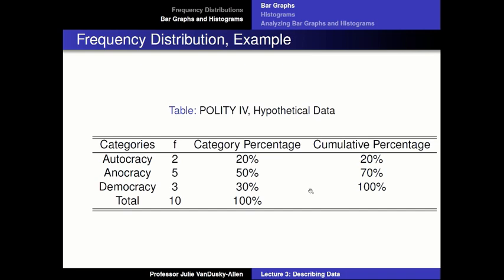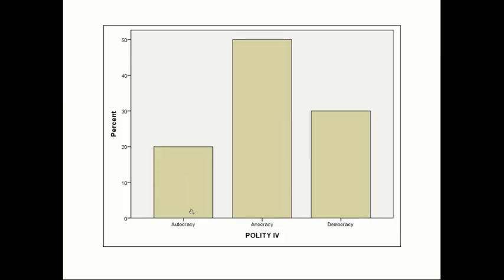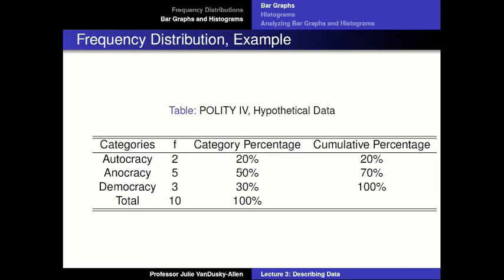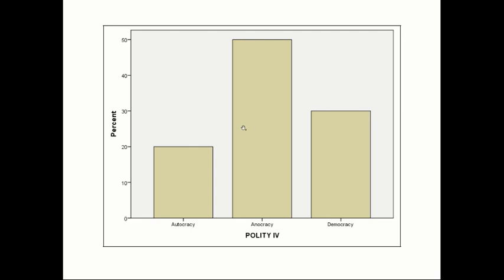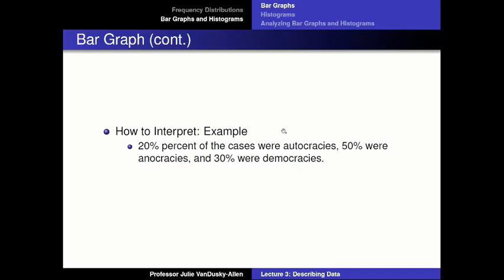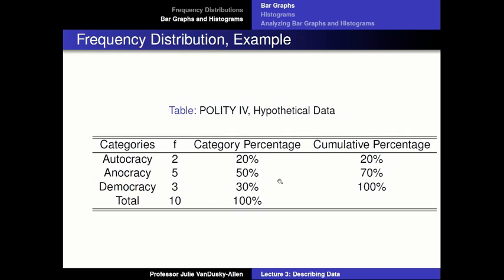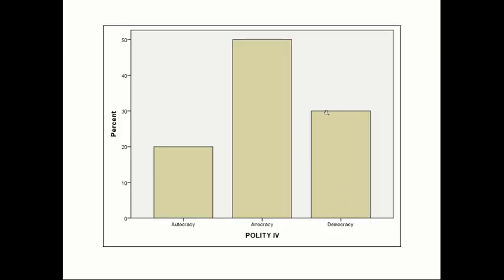20% of the cases were autocracies, so I made the bar above autocracies go to 20%. 50% of the cases were anocracies, so I made the bar above anocracies go to 50%. And 30% of the cases were democracies, so I made the bar above democracies go to 30%. To interpret this graph, we could say 20% of the cases were autocracies, 50% were anocracies, and 30% were democracies.